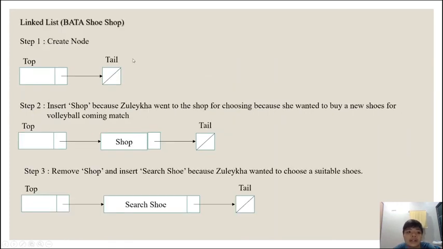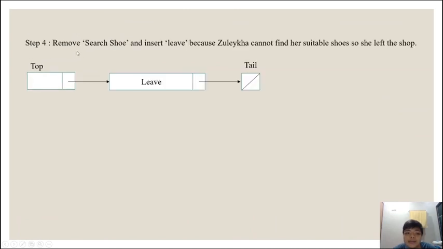Linked list, Bata Shoe Shop. Step 1: create node. Step 2: insert shop, because Zulaika went to the shop because she wanted to buy a new shoe for the coming volleyball match. Step 3: remove shop and insert shoe, because Zulaika wanted to choose a suitable shoe. Step 4: remove search shoe and insert leave, because Zulaika could not find a suitable shoe, so she left the shop.